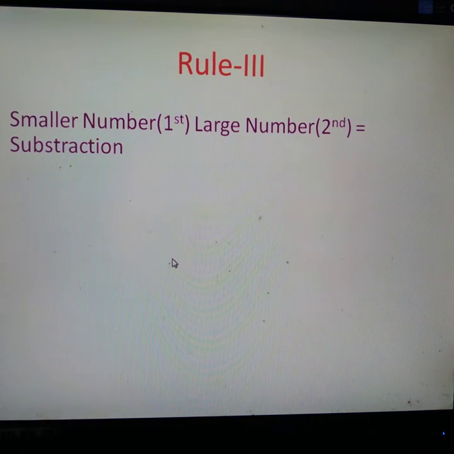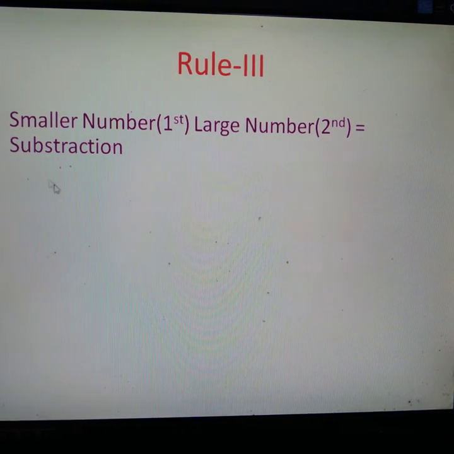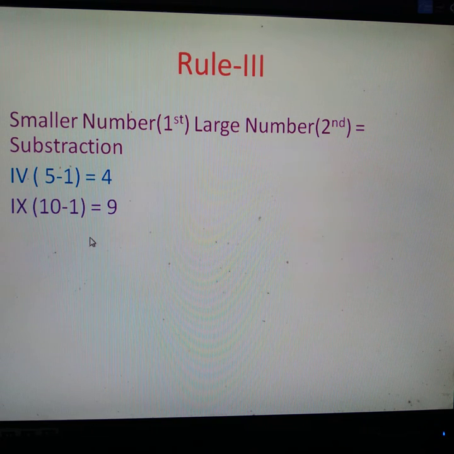Now rule number 3. If a smaller number comes first and a larger number comes second, then there is subtraction. For example, I is the smaller number, V is the larger number. So we subtract the smaller number from the larger number, that is 5 minus 1 is equal to 4.